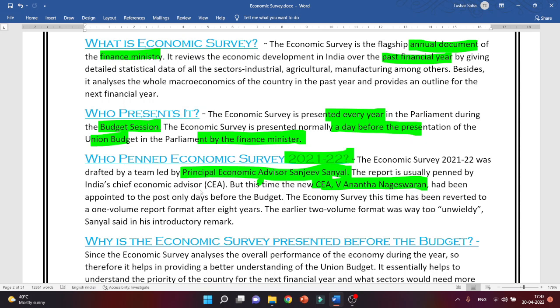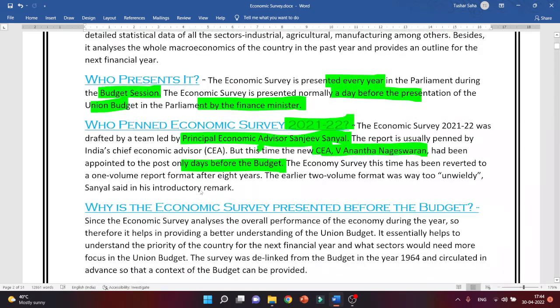V. Anantha Nageswaran, has been appointed to the post only days before the budget. So the new chief economic advisor was appointed just before the budget in the month of February. That's why he did not get enough time to do it. That's why this was done by the principal economic advisor Sanjeev Sanyal. So please remember it.